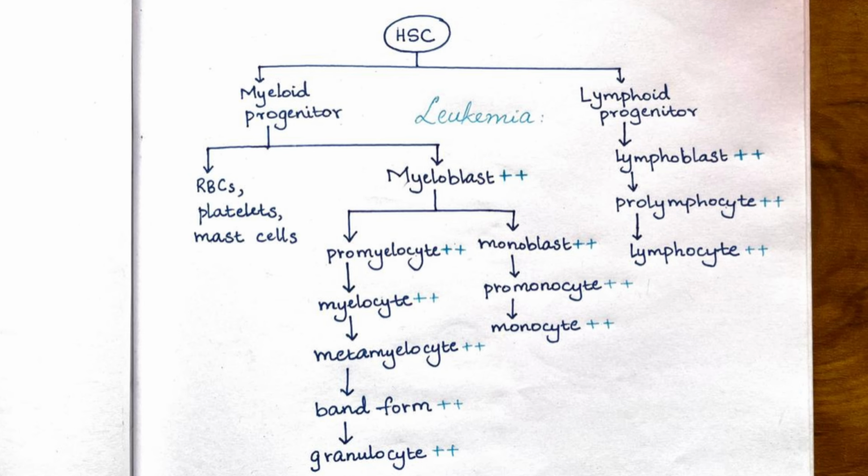In leukemia, there will be leukocytosis, that is, an increase in the number of WBCs. There will also be an increase in the number of precursor cells. That is, in myeloid leukemia, there will be an increase in myeloid precursors, and in lymphoid leukemia, there will be an increase in lymphoid precursors.